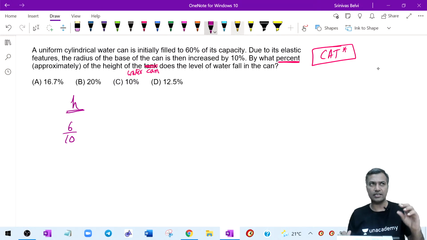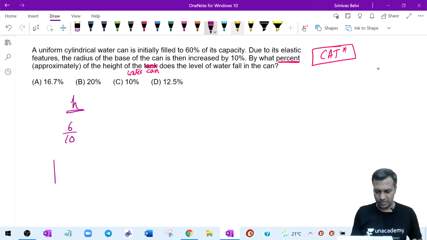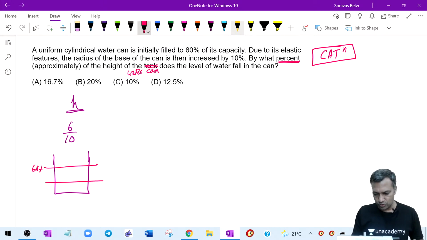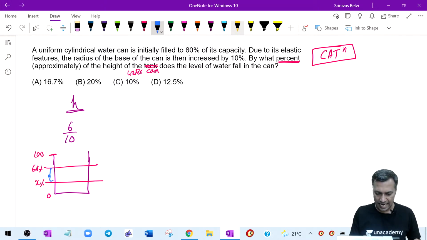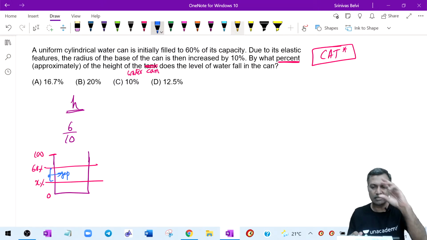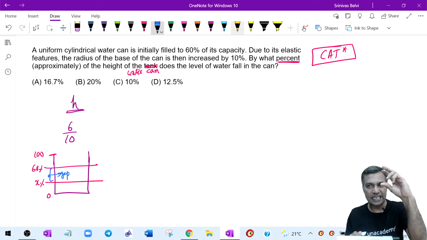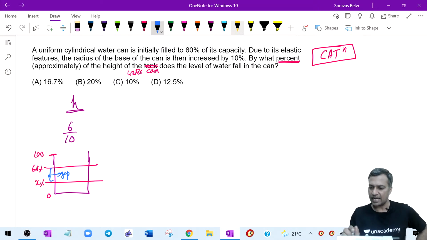Now, I want to understand this from the 60%. If this is the container, it was at 60%, from 0 to 100. Now it has come down to a position called X%. The author is asking, tell me this particular gap. How much did it slip? He is not asking the value of X. He is saying, how much did it slip? That is what he is trying to ask us.